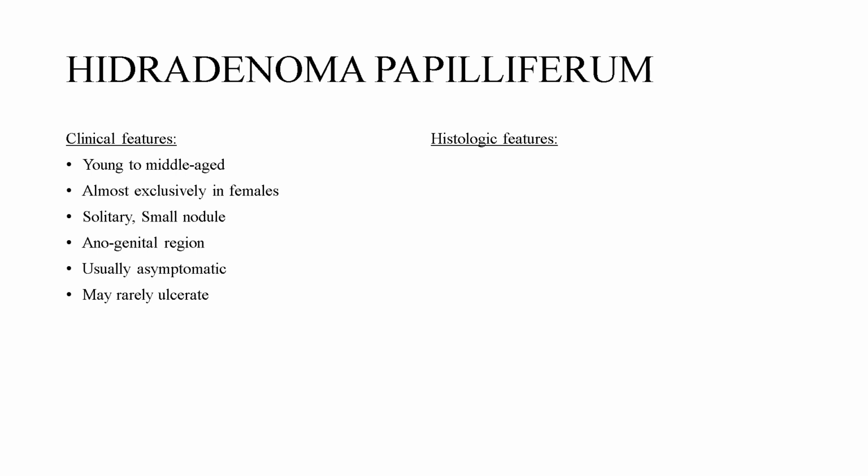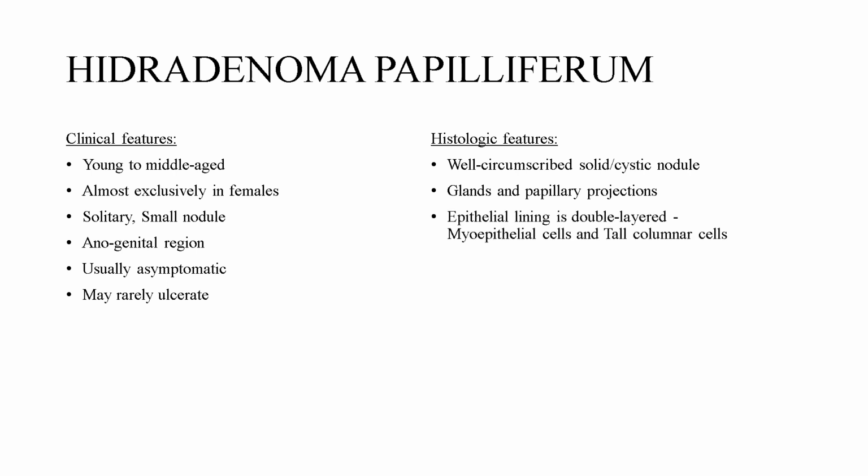Okay, so coming to the histological features, so it is a well circumscribed nodule which may be solid or cystic, and it has a lot of glands and papillary projections, and the epithelial lining of this tumor, of the nodules, it is double layered. It consists of a myoepithelial cell and a tall columnar cell.